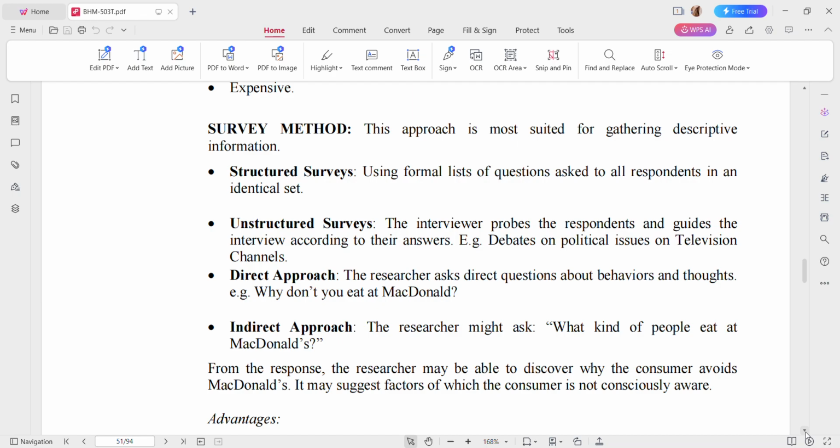So pwedeng sabihin natin, why don't you eat at McDonald's? Maybe some of the answers is that because it's expensive, because the options are limited. And then when asking also what kind of people eat at McDonald's, you say, I think people who will be eating at McDonald's are rich, are non-pork eaters, and so on and so forth. So from there, you can have a common or similar answer to the direct approach, no? So ito sabi ko, pwede natin gamitin itong indirect approach, especially pag medyo sensitive nga, no?